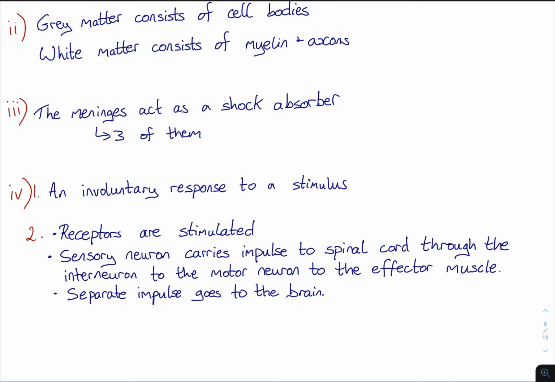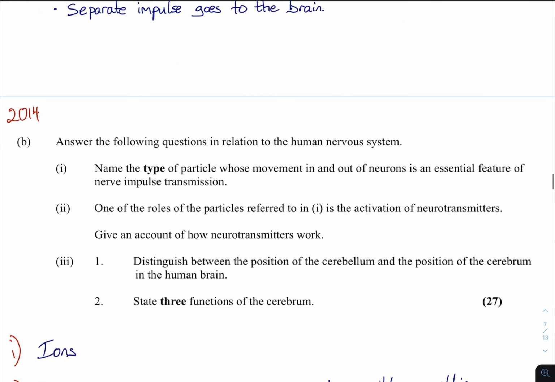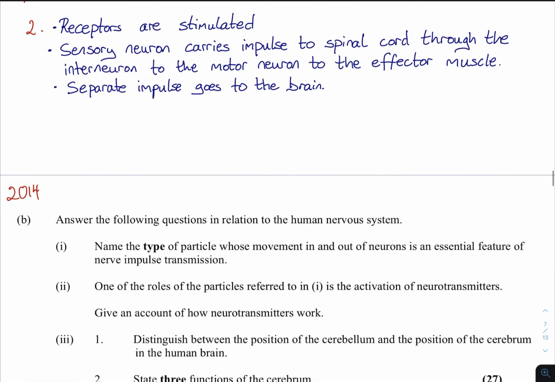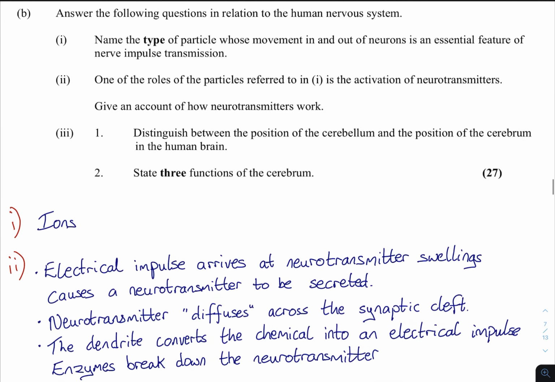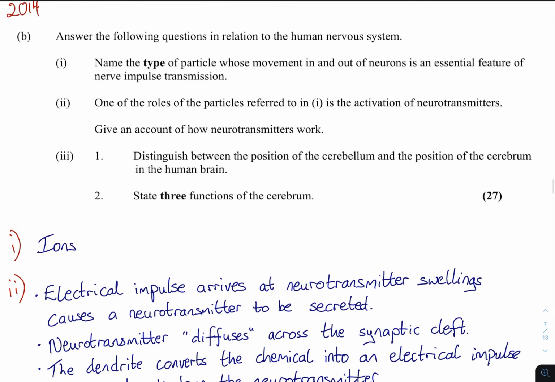So if you touch something hot, you automatically move your hand away from it. Okay, so that's your effector muscle. A separate impulse goes towards the brain at the same time. Okay, we'll discuss that in more detail later on. I promise, it's actually towards the end. We're almost there. Just over halfway actually.